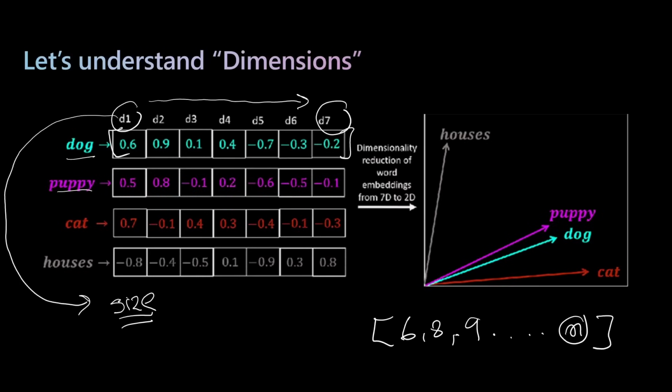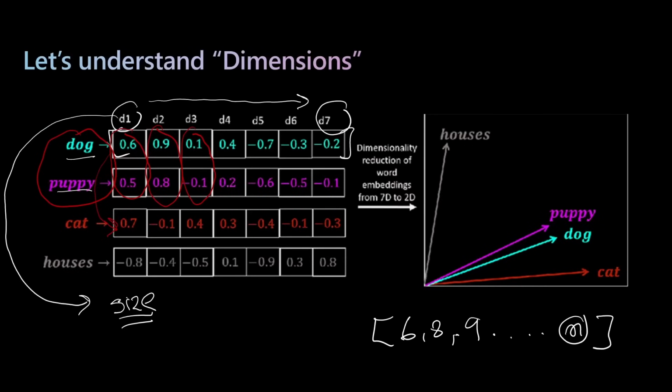So what do I mean by that? Let's take a closer look at dog and puppy, and examine the vectors and the numbers associated with each dimension. As you're seeing here, the numbers are very, very similar. This is because in training, the model has learned from a vast amount of text data that dog and puppy often appear in similar contexts and hence should be represented similarly in this embedding space.